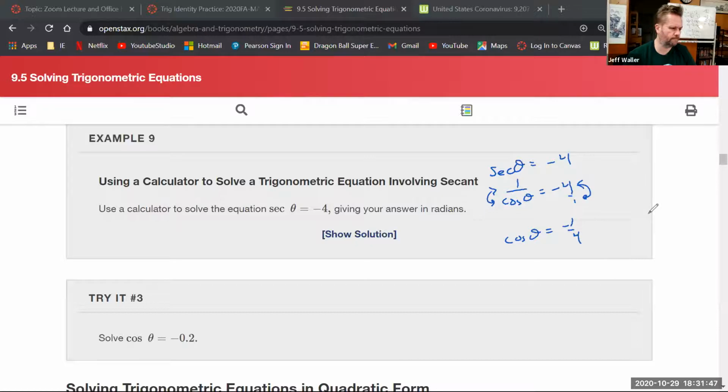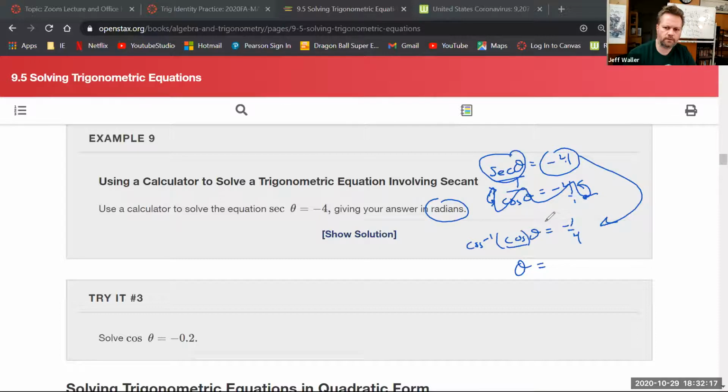Is that all right? Do you guys see that? So I could have actually just went straight there. Secant, I flipped that and I flipped that. Whatever I do to one side, I've got to do to the other side. The flip of secant is cosine, and the flip of -4 is -1/4. Now what I'm going to shove into my calculator. How do you kill this? Inverse cosine. Yes, you apply the inverse cosine. And then you just throw this in the old calculator.